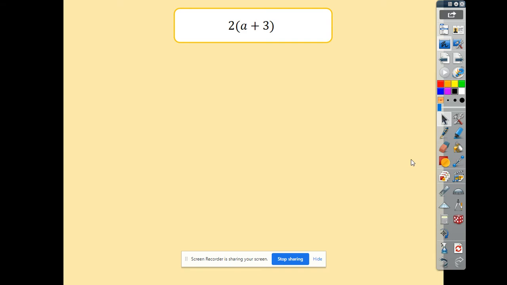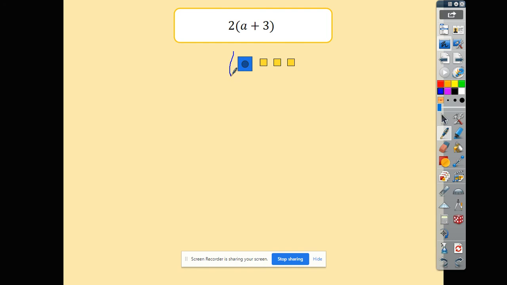So what I'm going to do is use a cube like we would have done in class. I'm going to use a cube to represent the a. So let's have a look at what's in the bracket first. I've got a, which I'm using a cube, plus I've got 3. So I can count those 1, 2, 3. Okay, so this bit here is what is in my brackets above. That's a plus 1, 2, 3.